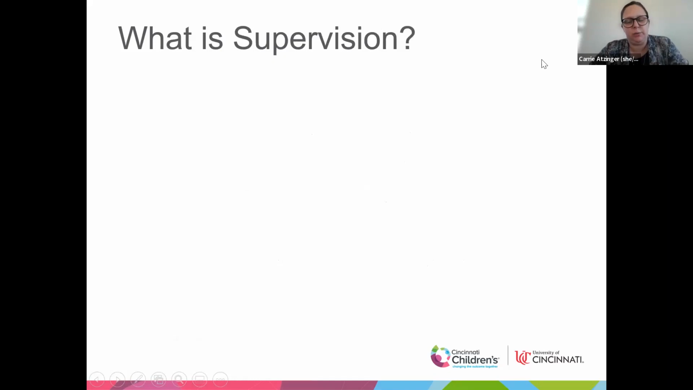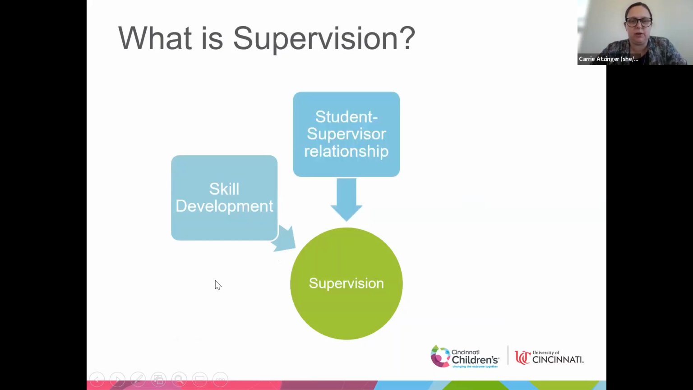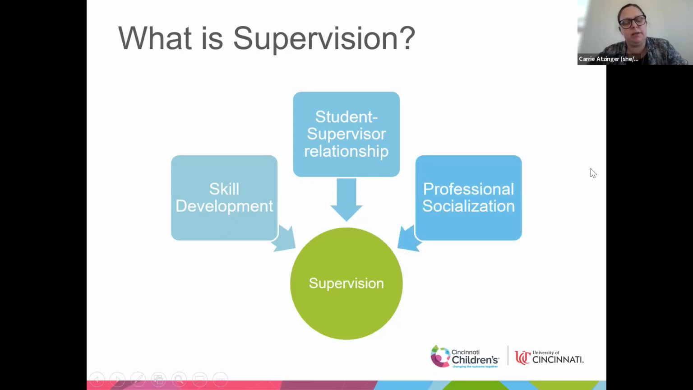So to take a step back, what is supervision? Supervision is when a professional is helping a trainee learn the development of a new skill in that field. It does always involve a relationship between the student and the supervisor. And there's a lot of literature in a lot of fields that shows that building a strong, trusting relationship between the student and supervisor is important for learning. And then there is an aspect of professional socialization. What I mean by that is that values, perspectives, approaches that are common in that profession are often passed along through supervision.